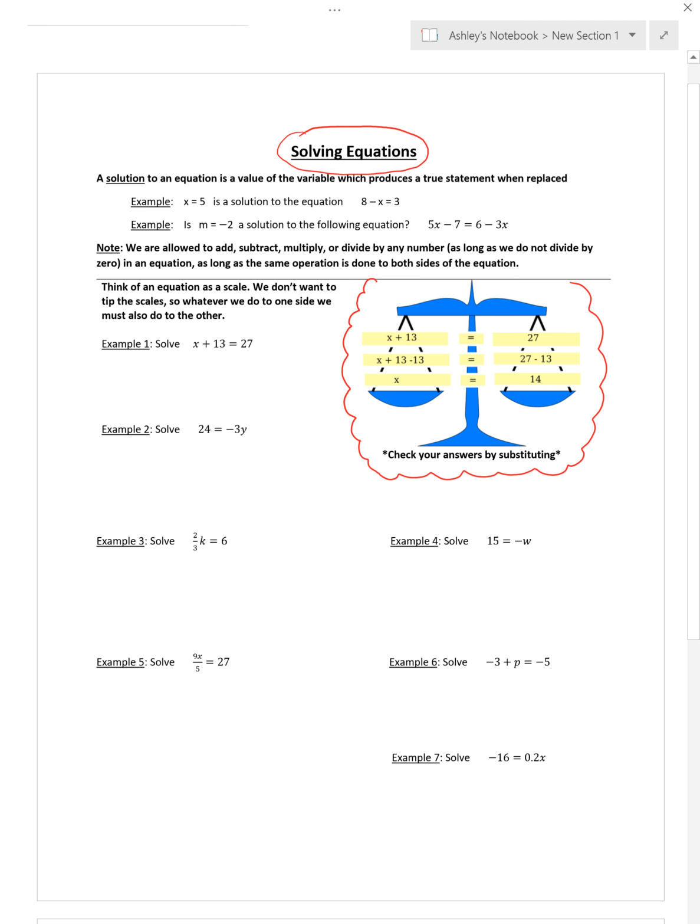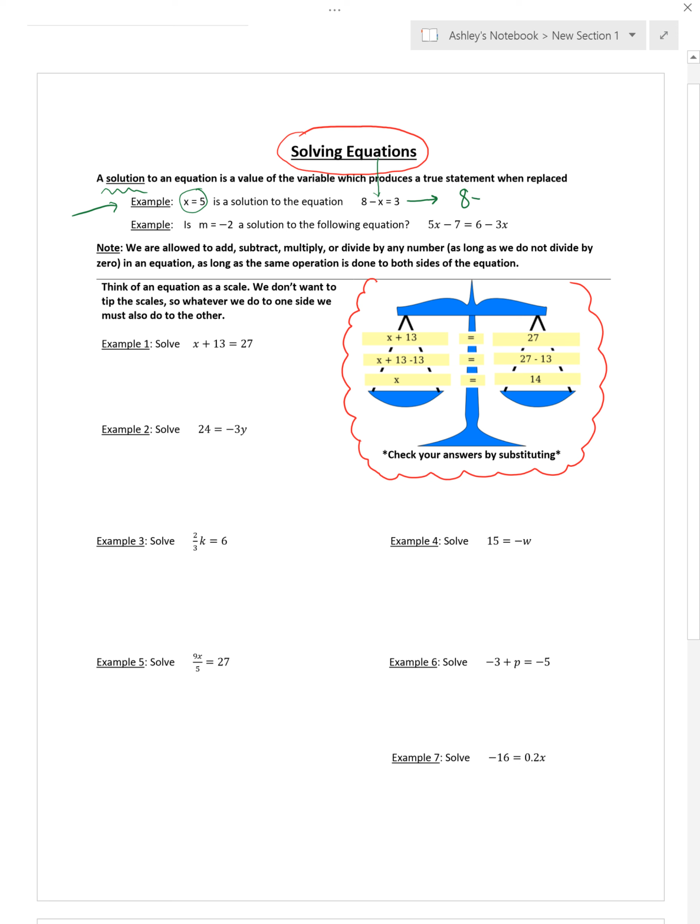The very beginning we have just what does it even mean for a number to be a solution to an equation? For example, in this first example, they say x equals 5 is a solution to the equation 8 minus x equals 3. So what does that even mean, and is there a way to validate that? That means that if I were to substitute 5 where x is in this equation, I should get a true statement. So if I wanted to, I can go off and check that.